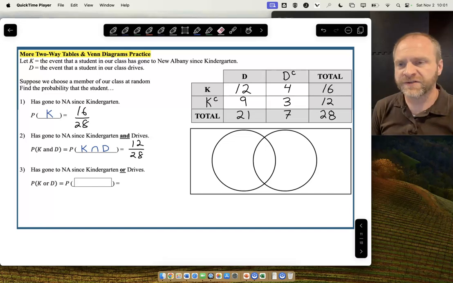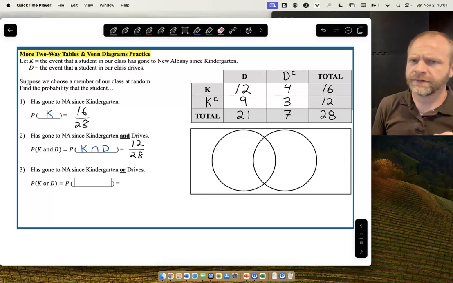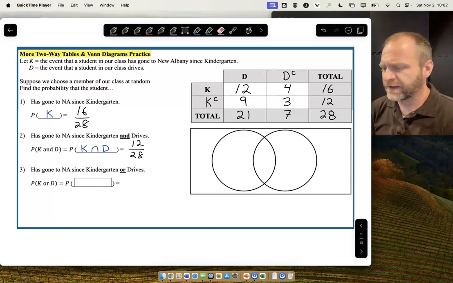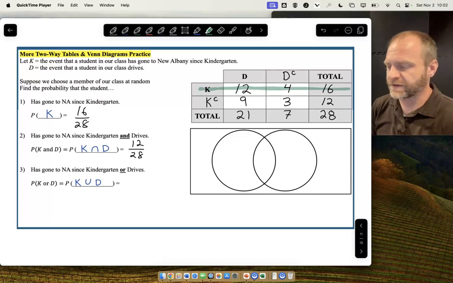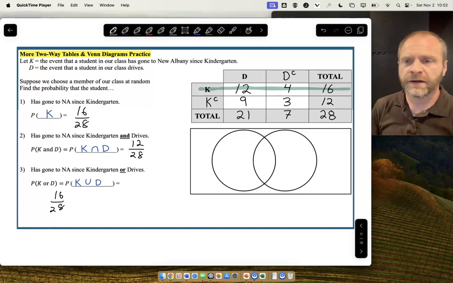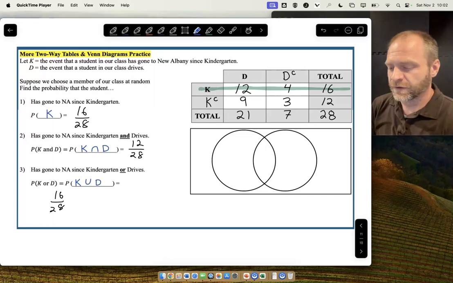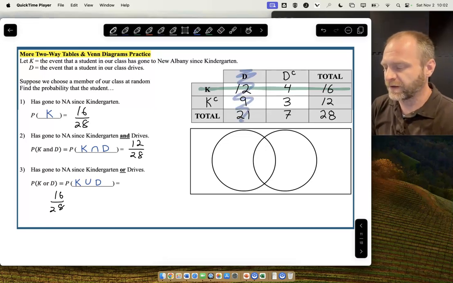All right, so a randomly selected student has gone to Albany since kindergarten, or they drive. All right, so let's try this out. Probability that they have gone to New Albany or they drive, so we have the notation. So gone to New Albany, that would be a total of 16. So I have 16 out of 28. All right, what's next? Probability that they drive to school. So that would be the 21. So it's an or, so I'm going to add them. So I have my plus 21 out of 28.